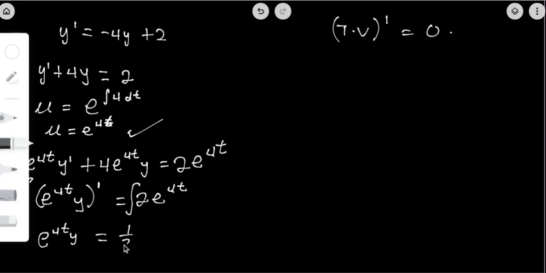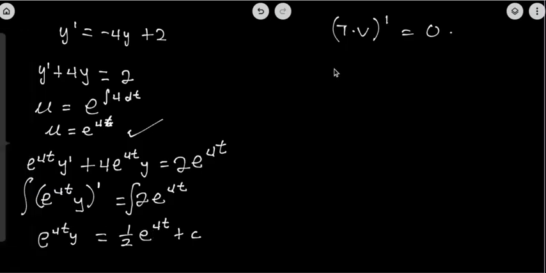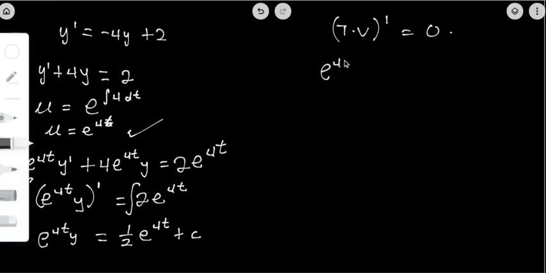So half e to the power 4t plus your constant. Now I can bring this one here, which is going to be e to the power 4t y minus half e to the power 4t. This is equal to the constant c, but if I take a total derivative of it, then it will be equal to 0. So this is my total derivative.